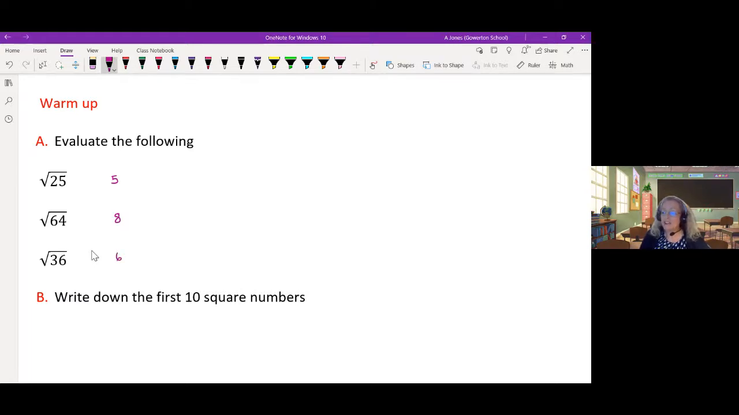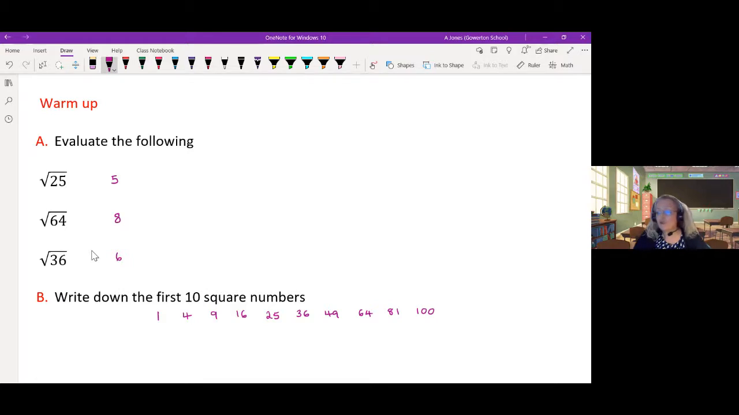Now the first 10 square numbers: 1 squared is 1 times 1, 1; 2 squared, 2 times 2, 4; 3 squared, 3 times 3, 9; 4 squared is 16; then 5 squared is 25; 6 squared is 36; 7 sevens, 49; 8 eights, 64; 9 nines, 81; and 10 tens is 100.